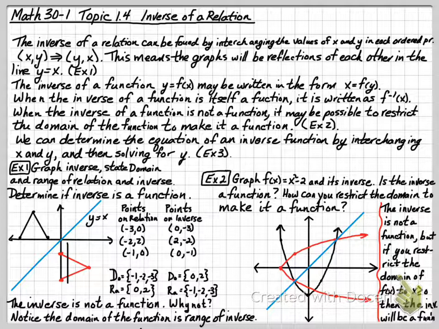In other words, instead of having the whole graph, I'm going to take away just the part that's negative. So then I only have the positive half of the graph. If I just have the positive half of the graph in red, in black, I take the inverse, that's going to be the positive half of my graph in red, and now I have the inverse also being a function.